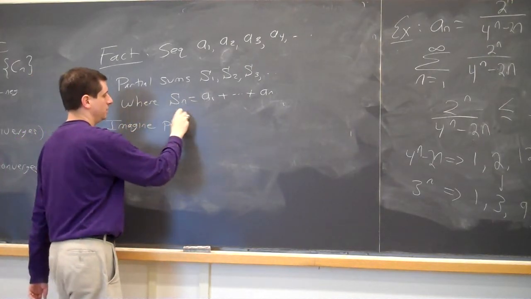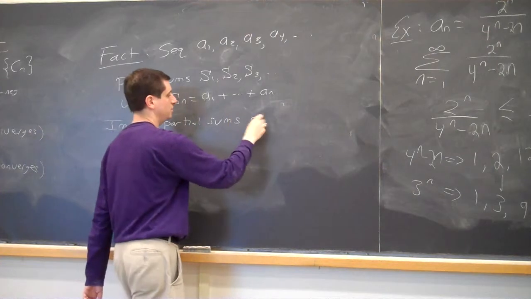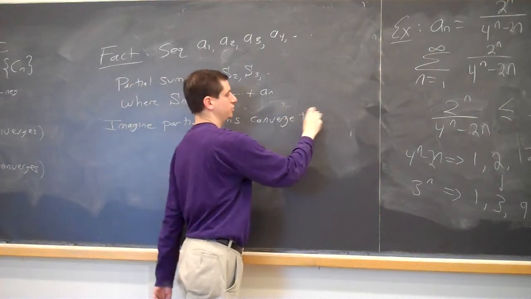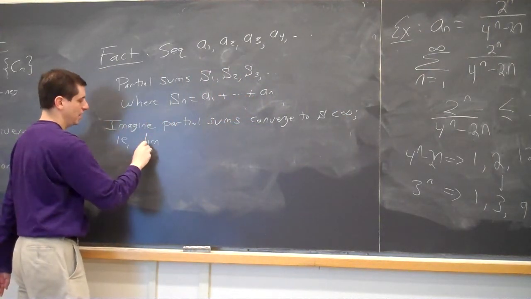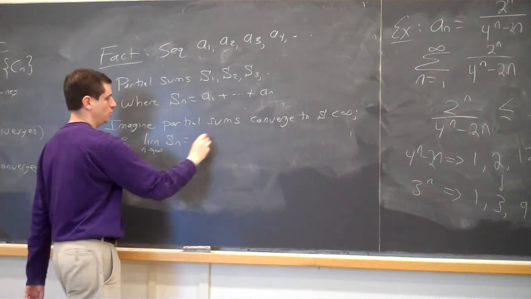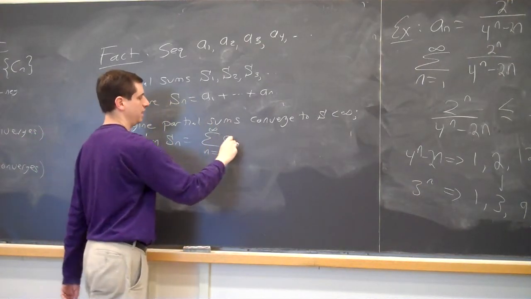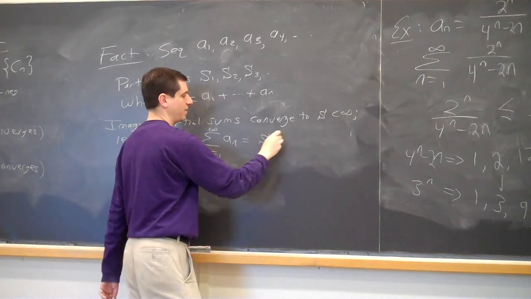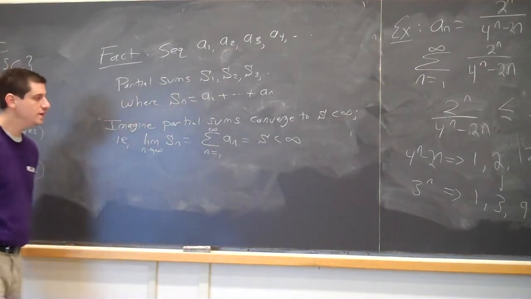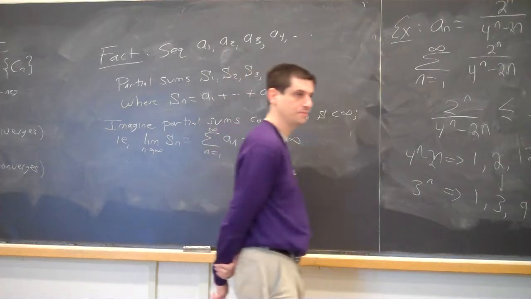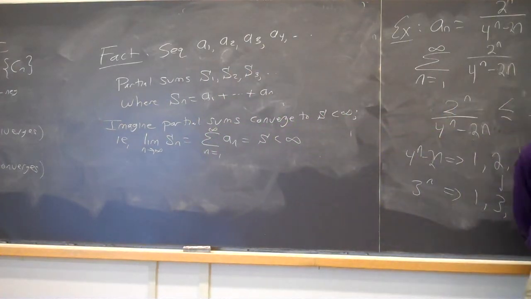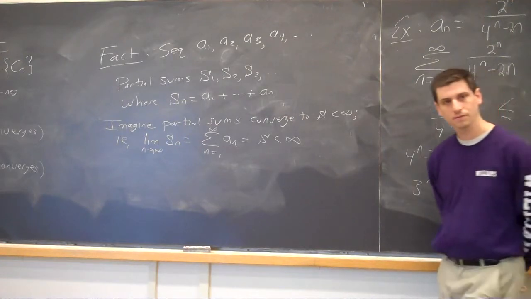Imagine the partial sums converge to some finite number s. That is, the limit as n goes to infinity of Sn, which is the sum from n equals 1 to infinity of An, equals some finite number. What can you tell me about the individual An's? Diverge. So why diverge? Because they just keep growing to infinity, individually.